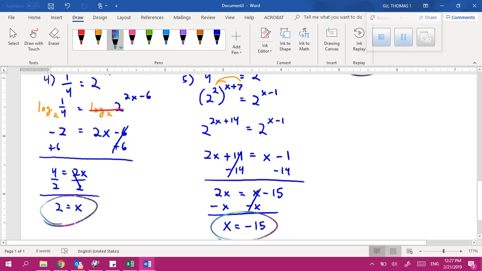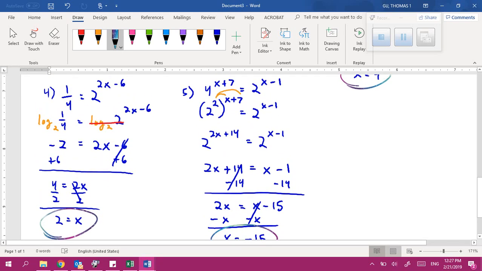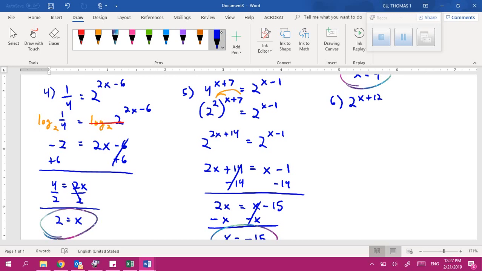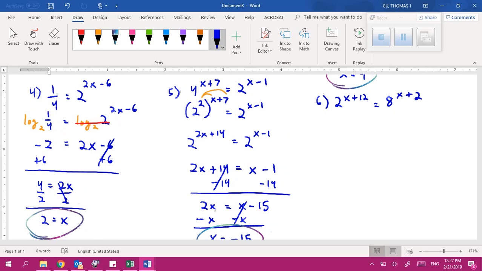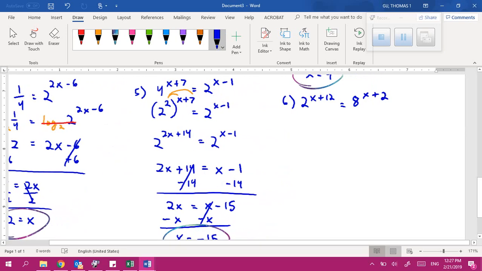Let's do one last example like this just to get some more practice in, but our last example is going to be 2 raised to the x plus 12 equals 8 raised to the x plus 2. So does anybody know what we would do here? It's the same thing as the last one. So what do you do? Put, instead of putting the 2 to 2 squared, put 2 to the third.